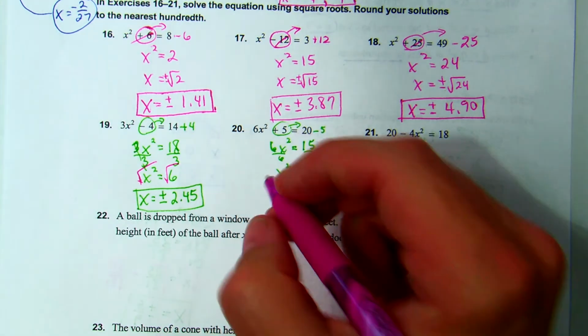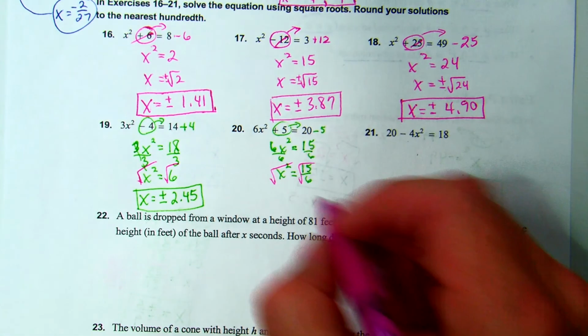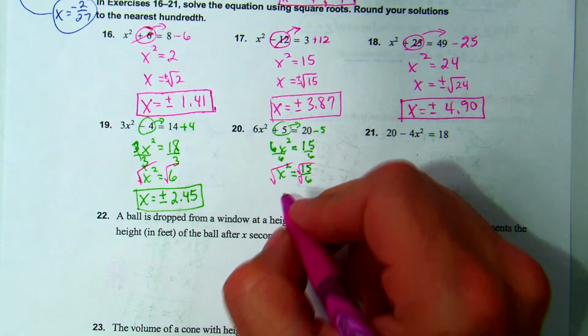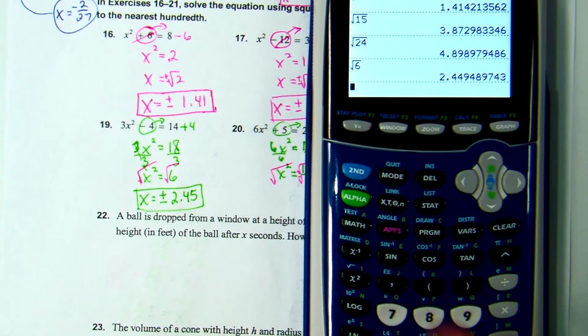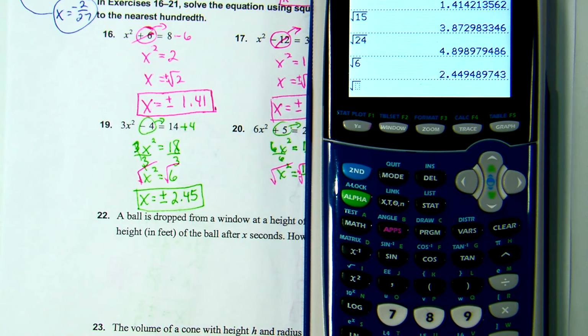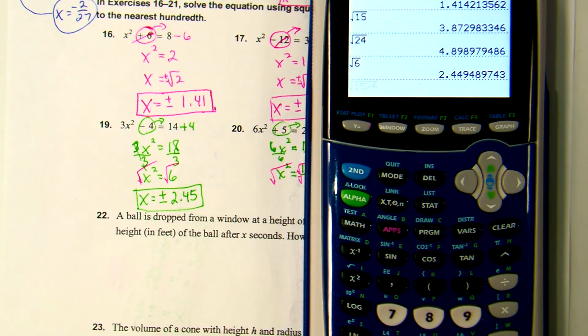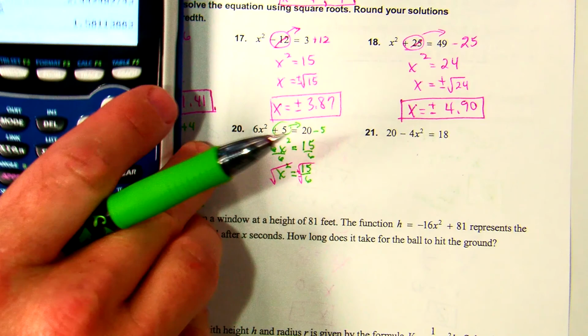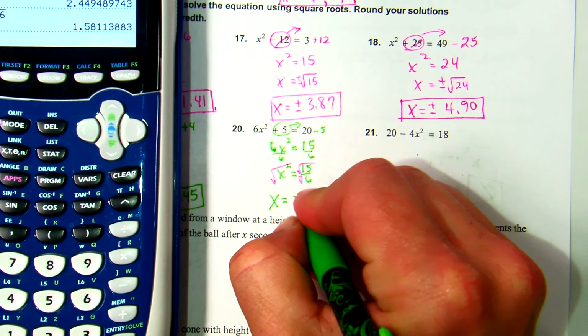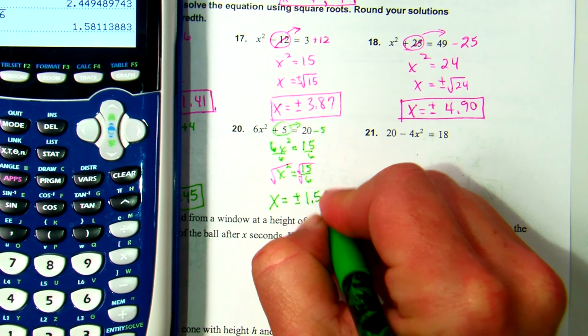Then we're going to have to take the square root of both sides, and that'll leave us a plus or minus over here. We're going to have, in our calculators, 15 divided by 6. And so the answer is 1.58 when we round it. So x is going to equal plus or minus 1.58.